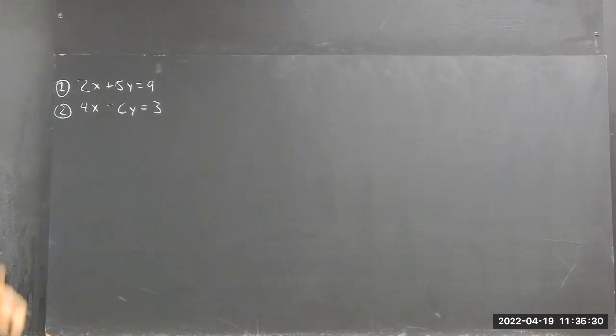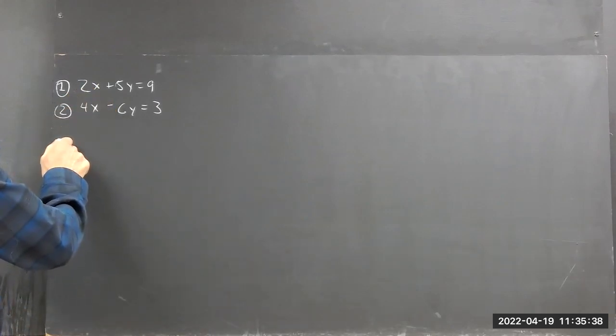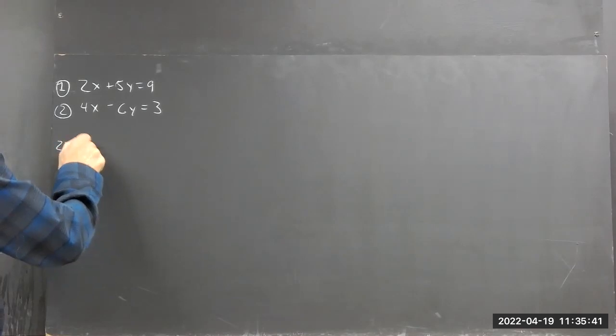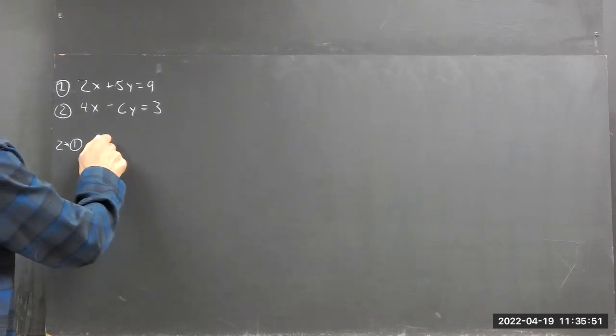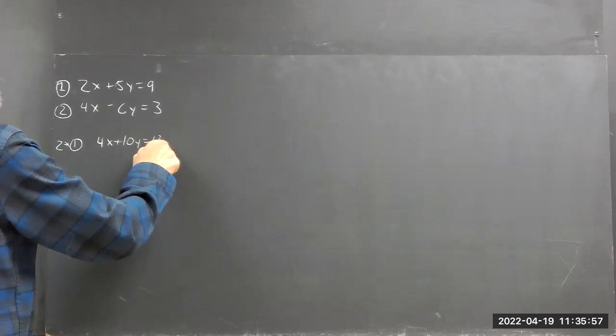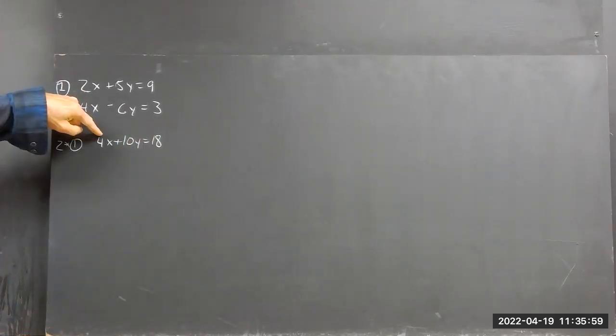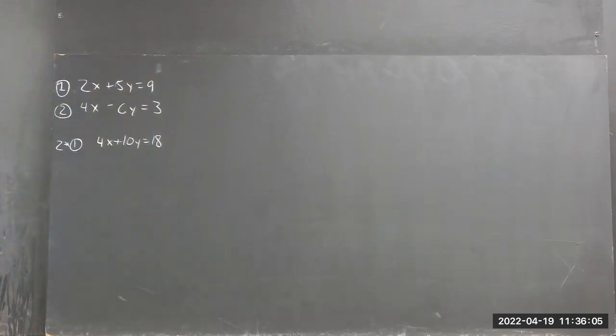Now I'm going to rewrite my equations. I'm going to rewrite equation 1 multiplying every term by 2. So I write 2 times equation 1, which means 2 times every term in equation 1. That gives me 4x plus 10y equals 18, because 2 times 2 is 4, 2 times 5 is 10, and 2 times 9 is 18.